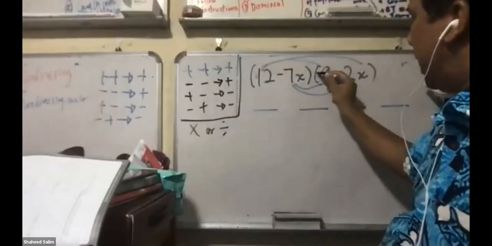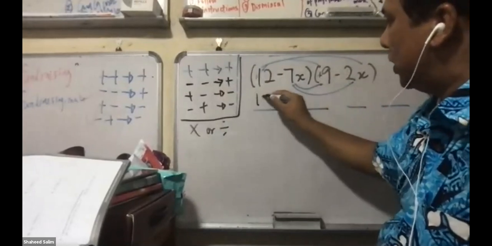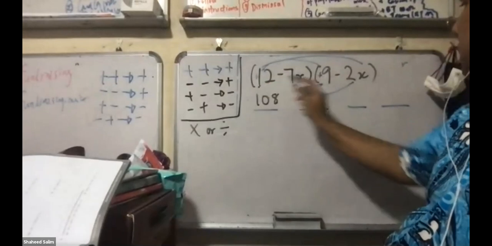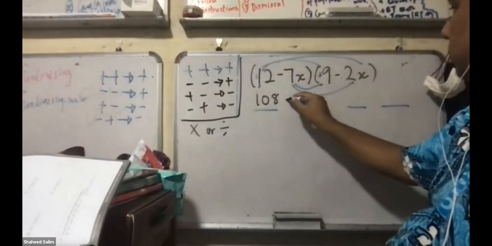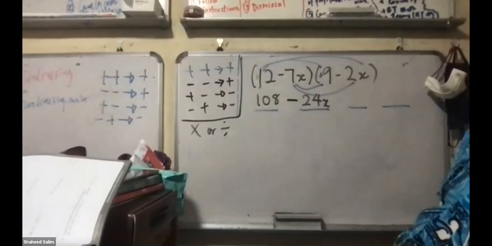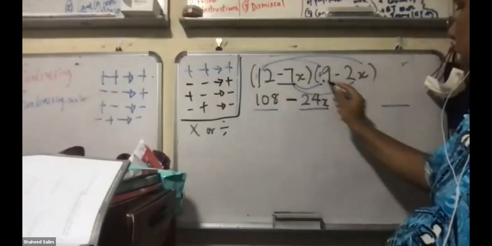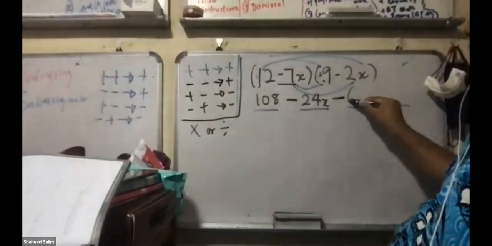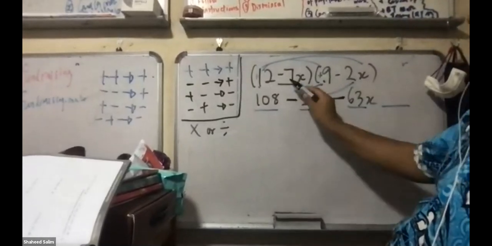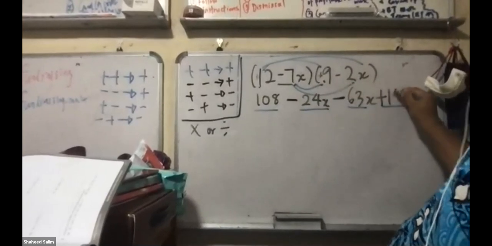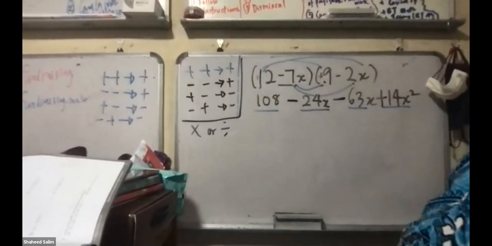So 12 times 9 is plus times plus. So the answer is plus 108. Positive, you don't need to write it. Next one, plus times minus. You know the answer is minus. 12 times 2, 24x. Next one is minus times plus. Also will be minus. Minus times plus will give you minus 63x. Minus times minus, this one becomes plus. 7 times 2, 14. X times x, x squared.